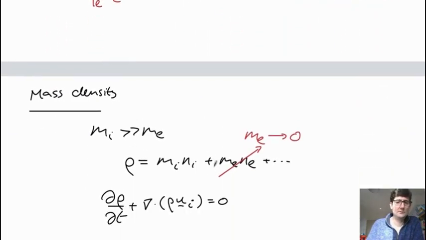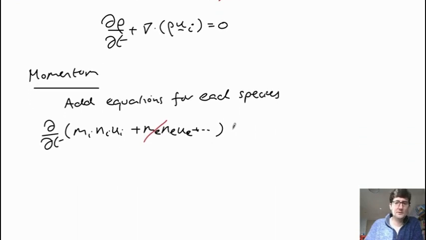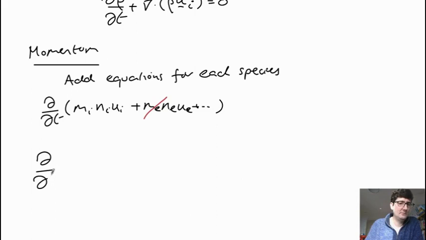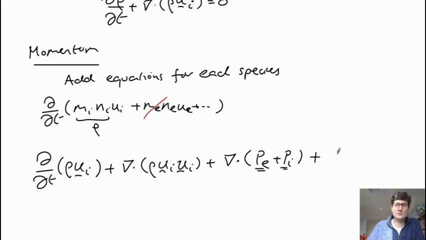So we can go down to the momentum equation, and what we end up with is a term where we've kept only the ion terms, and so we end up with d by dt. Again, this is the mass density here. This is rho. Now the pressure terms add up, so we end up with an electron pressure plus an ion pressure term. There are both tensors in here. And then on the right hand side, the ion and electron terms combine.